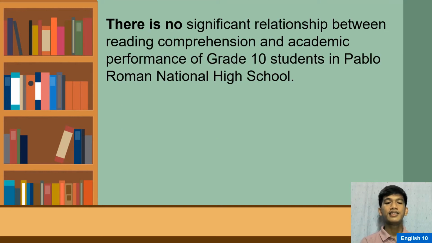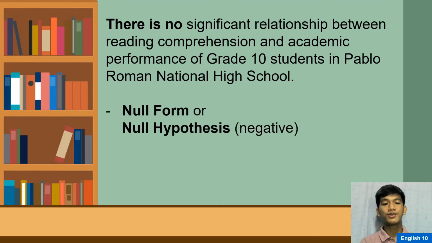Next one we have, there is no significant relationship between reading comprehension and academic performance of grade 10 students in Pablo Roman National High School. So you can see in the beginning of this statement, it says there is no. So one of our clues to find out what kind of hypothesis this is, is the word no. So that means this is an example of hypothesis in the null form or the null hypothesis.